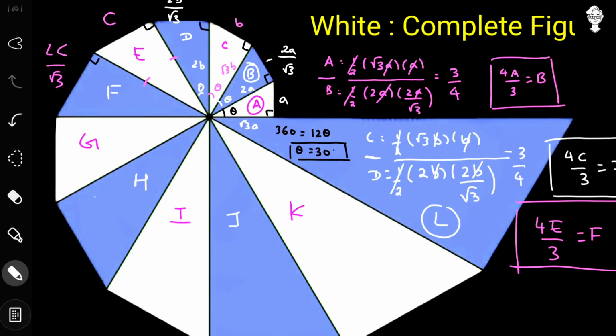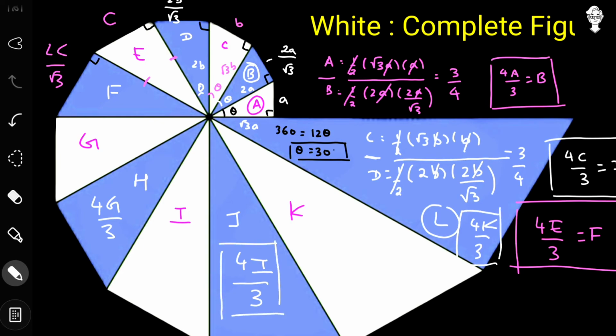Not only this, if we follow the same steps, we will get that H is 4 times G upon 3, J is going to be 4 times I upon 3, and L is going to be equal to 4 times K upon 3. The area of all these blue triangles is going to be 4 upon 3 the area of the previous white triangles. So here we have got all the required things.